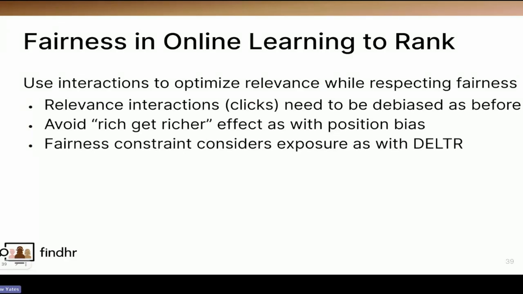So as before, as in the online learning to rank topic, not considering fairness, interactions need to be debiased. We also are worried about things like position bias. We don't want a rich get richer effect where because someone or something is always ranked at the top position, it continues to be ranked at the top position. So we can add in some sort of fairness constraint to the online learning to rank process that considers exposure, similarly to how Delta does this in an offline setting.